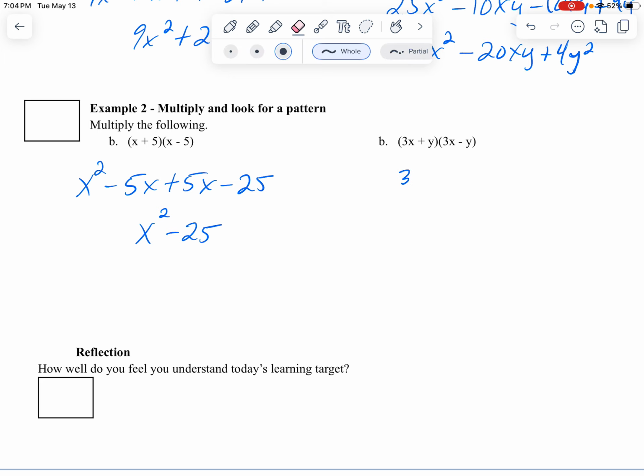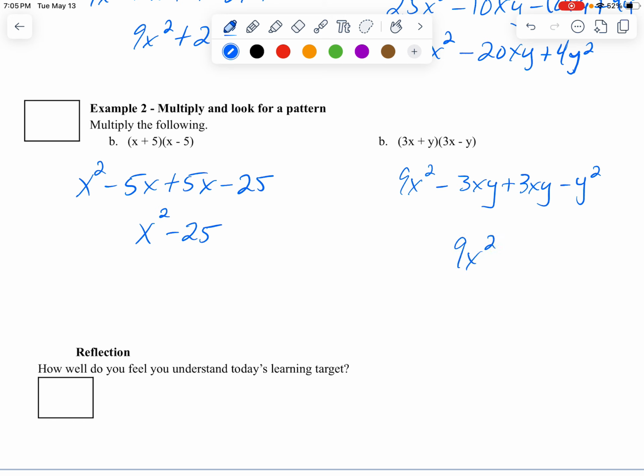So 3x times 3x, again, is 9x squared. If I went outside, outside, that would be minus 3xy. Inside, inside would be plus 3xy, so those are going to cancel out. Last times last, minus y squared. So as we already noticed, this is just going to be 9x squared minus y squared.